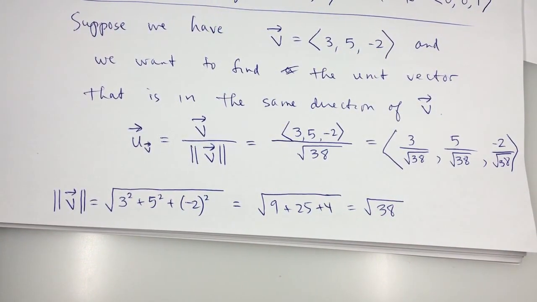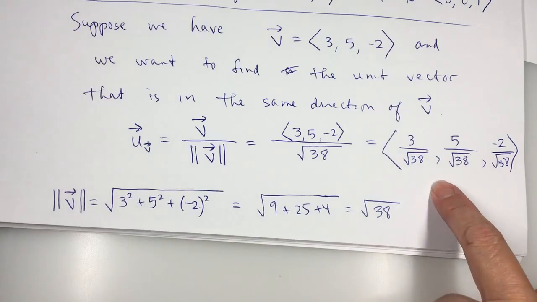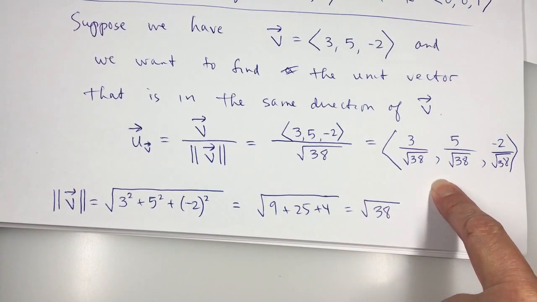This is a pretty common question. I know it's in WebAssign. What if it said a vector of length 2 in the same direction of V? You find a unit vector and then you multiply that by 2.